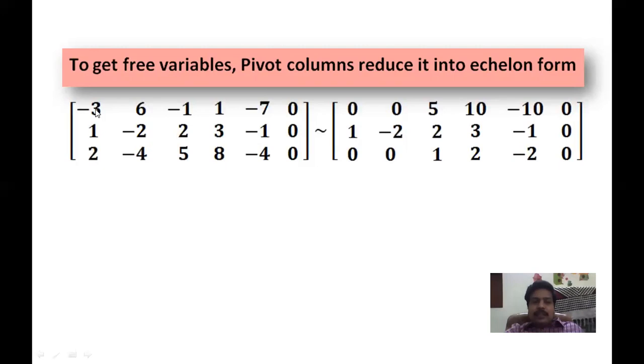So minus 3 plus 3 is 0. 6 minus 6 is 0. Minus 1 plus 6 is 5. 1 plus 9 is 10. Minus 7 minus 3 is minus 10. And 0 plus 0 is 0. Second row is as it is.